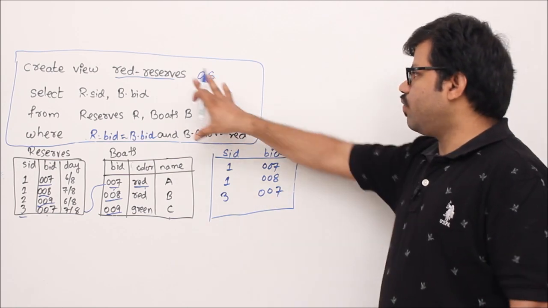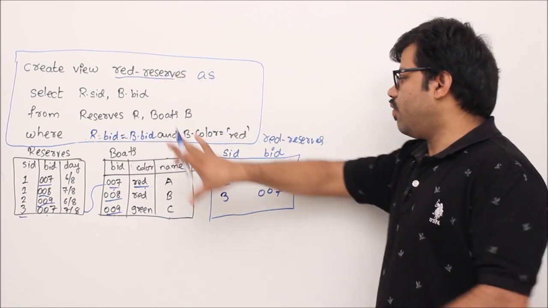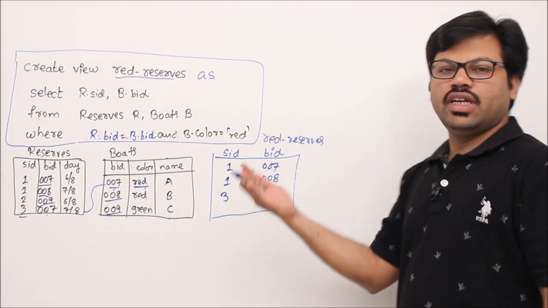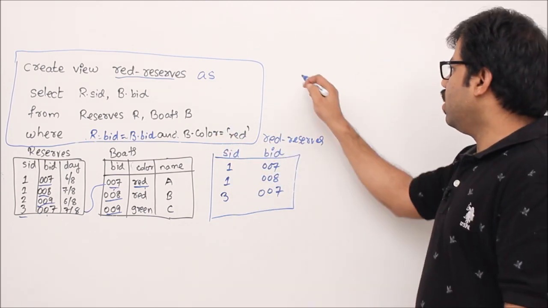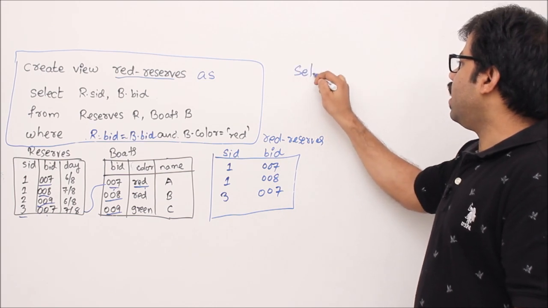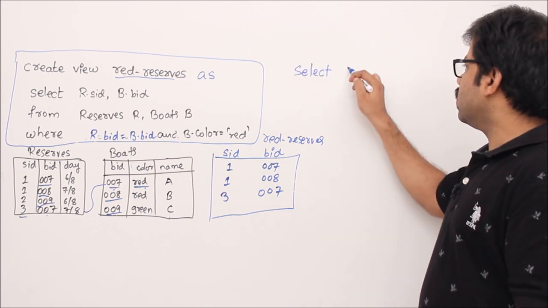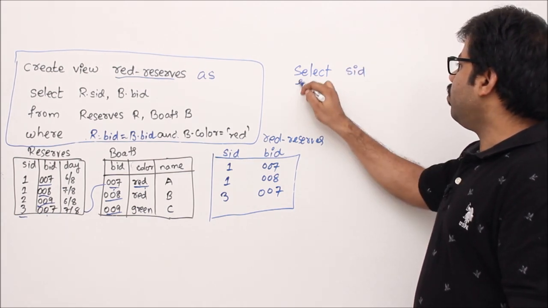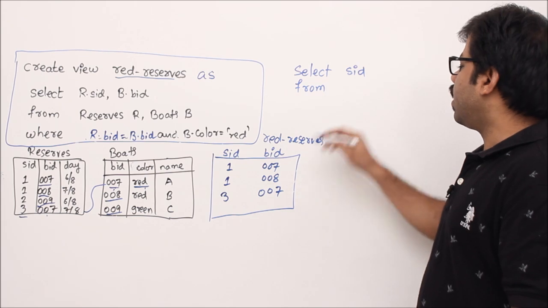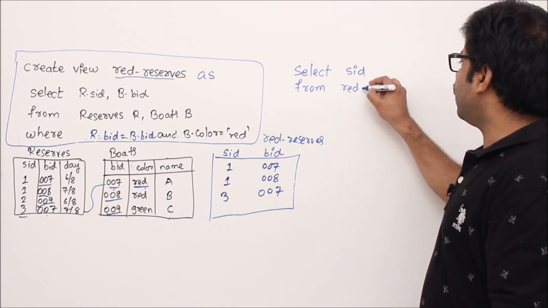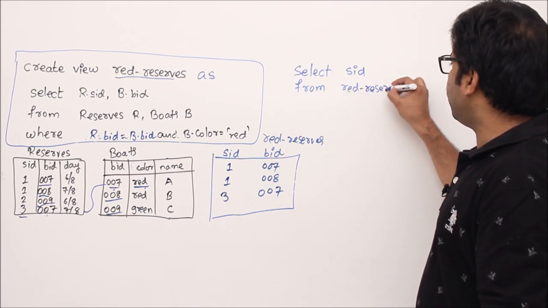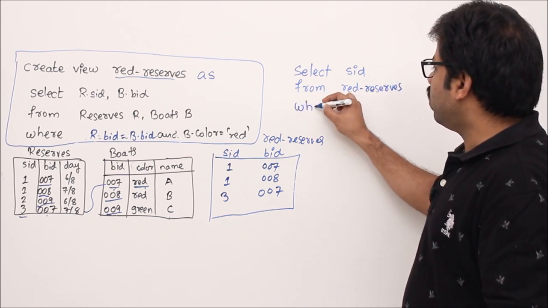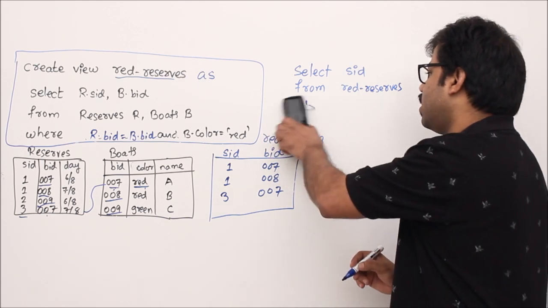Already I told you it is a virtual table, so it will be computed on the fly. Now this is just a view definition. If you write this view definition, nothing will happen, this table will not be created, but when you use it, it will be created. Example, if you write this query, select SID from red reserves. So you can write this kind of query, from red reserves where... that's it. Let's say there is no condition or anything.